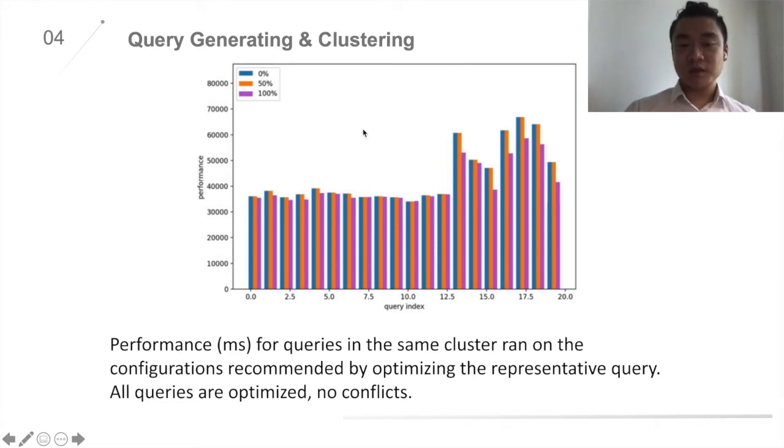This figure shows all the queries other than the representative query in this cluster run on the configuration that is recommended by optimizing the representative query alone. We can see that all queries are optimized. There are no conflicts between the queries, as we've shown in the previous session. So we have more than 100 clusters in our project. When user queries come in, we can compare them with existing representative queries and react with optimized configurations fast.